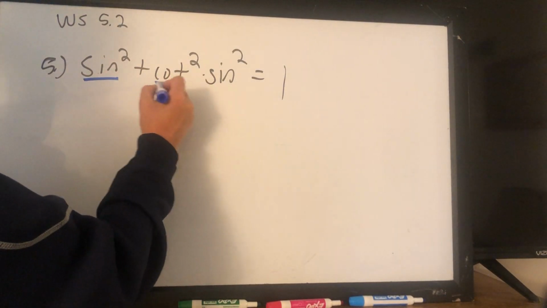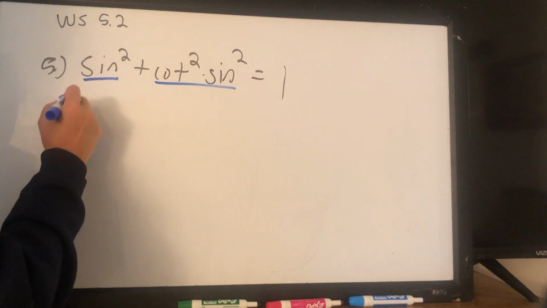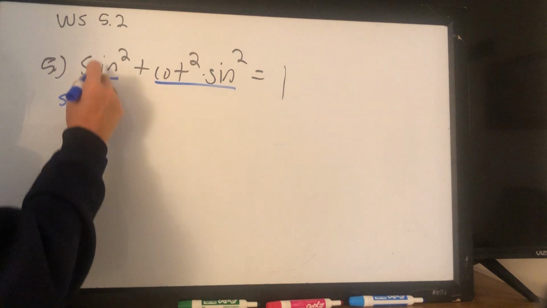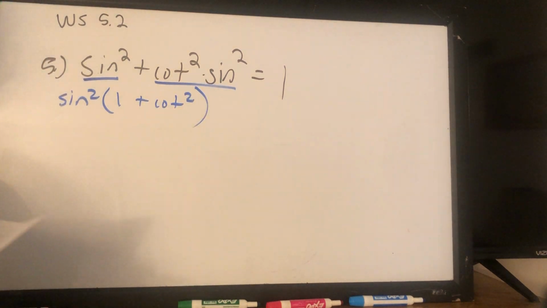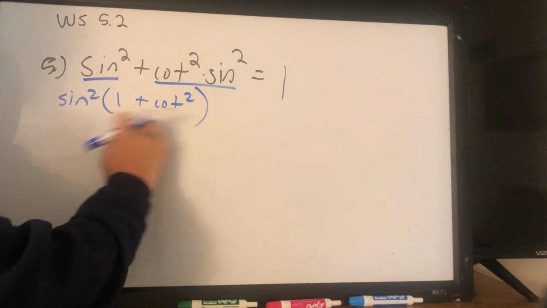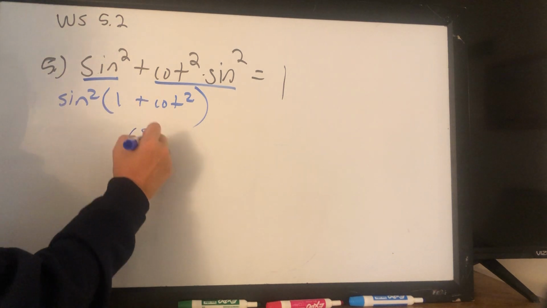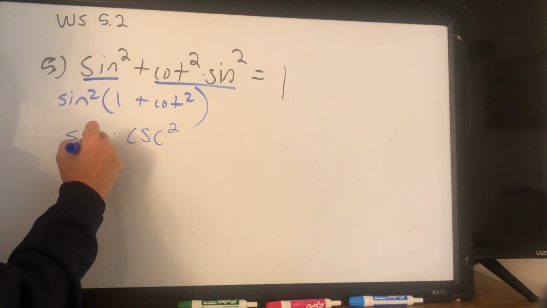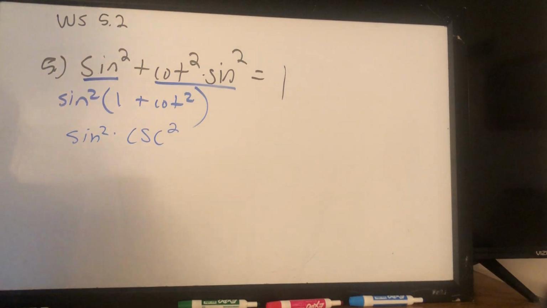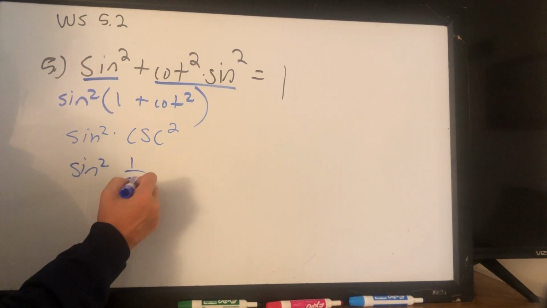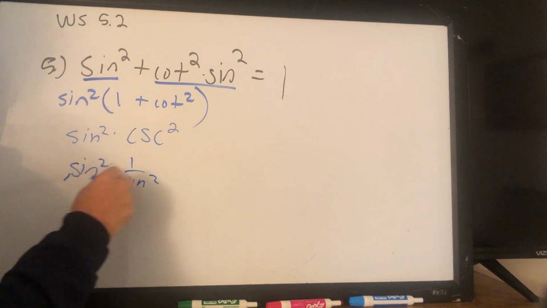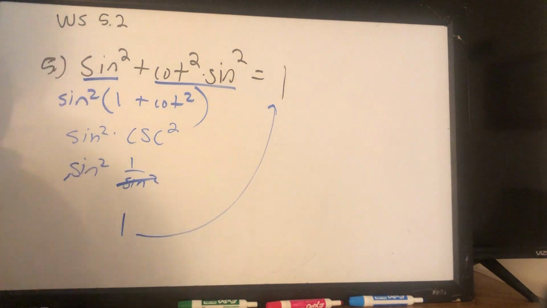I factored out a sine squared on these. Sine squared I factored out. There was a 1 plus a cotangent squared left. 1 plus cotangent squared is a Pythagorean identity: cosecant squared. Cosecant squared is the same as 1 over sine squared, and then we cancel, and we got the 1.